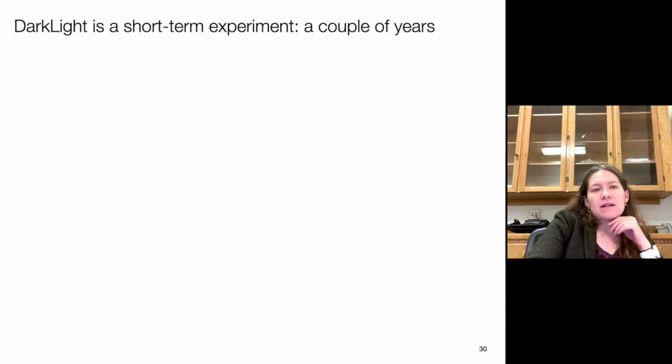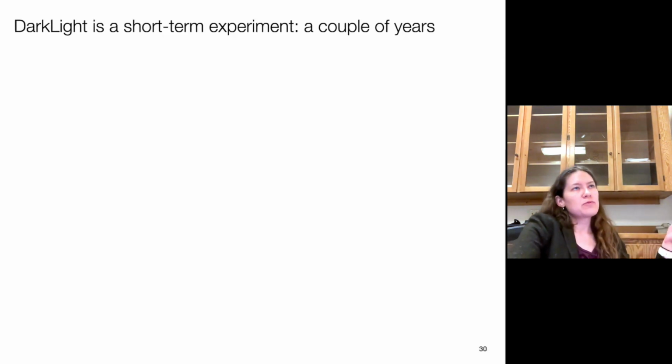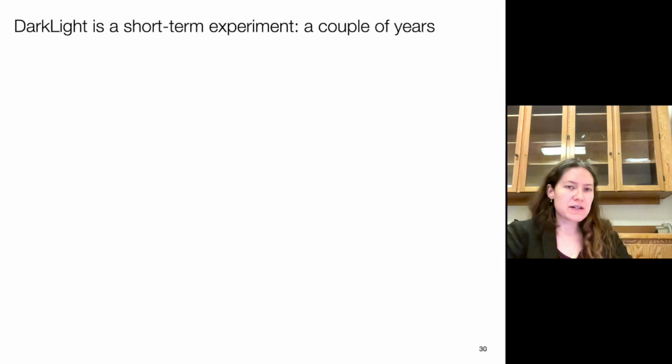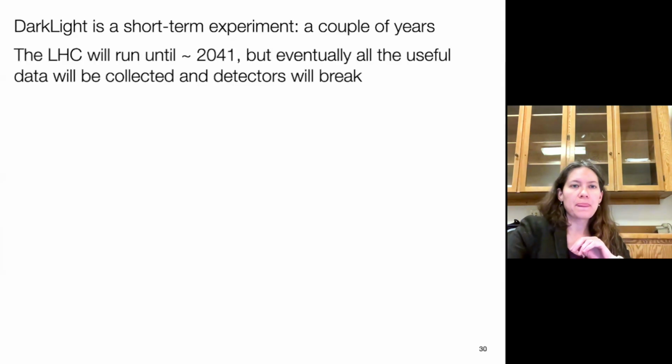So what comes next for us? DarkLight is a short-term experiment. We're expecting for it to run for a couple of years, maybe three years or something like that, taking data. We haven't started taking data yet, but we're hoping that by the end of this year, we'll be doing that.